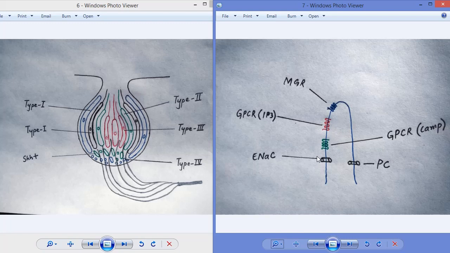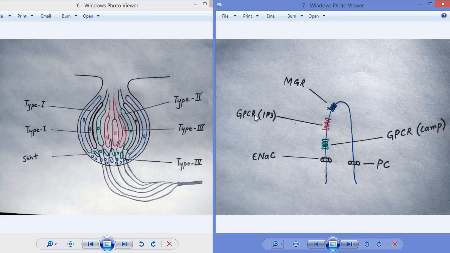So this is responsible for the detection of sweet taste, and this G protein coupled receptor with cAMP as second messenger is present in the type 2 cell, responsible for the detection of sweet taste. This G protein coupled receptor is the G protein coupled receptor having IP3, or inositol triphosphate, as second messenger. This second messenger is inositol triphosphate, and this inositol triphosphate is responsible for generation of action potential.